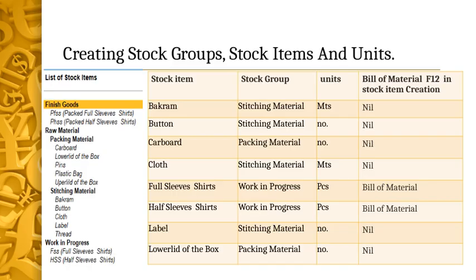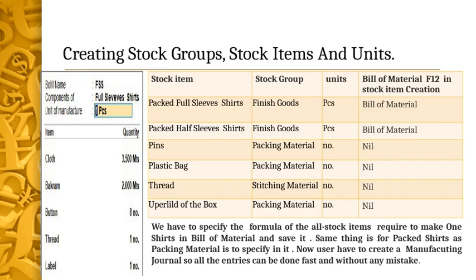Full sleeve shirts. Work in progress. PCS. Bill of material. Half sleeve shirts. Work in progress. PCS. Bill of material. Label. Stitching material. No. Nil. Lower lid of the box. Packing material. No. Nil.